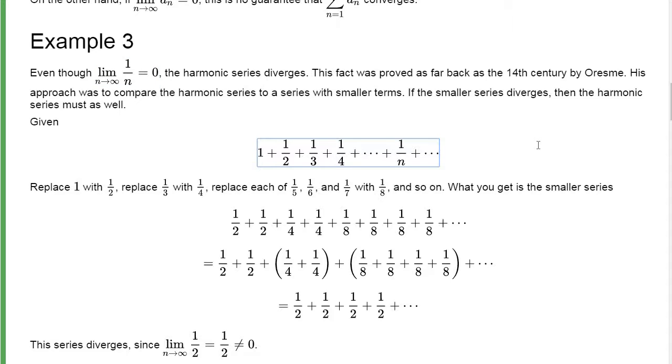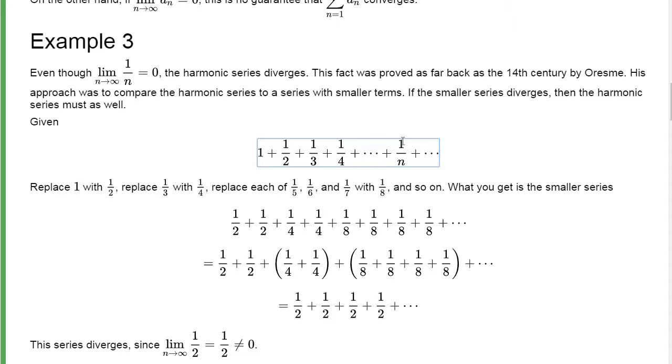So here's our harmonic series. We're going to replace or compare this to something that has slightly smaller terms. So we're going to replace the 1 here with a half. So you'll have a half. Half is smaller than 1, so this is smaller, and then this half will leave a half, and then we'll replace the third with a fourth. So there's a fourth, and a fourth is smaller than a third, so this is smaller, and the 1/4 will leave there. And the next one, 1/5, we're going to replace with an eighth, which is smaller, and the 6th we'll replace with an eighth, and the 7th we'll replace with an eighth, and the 8th we'll leave there, and so on. You're going to do that forever.